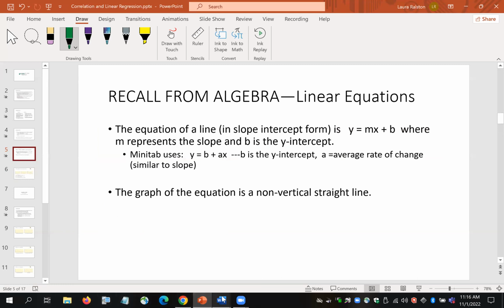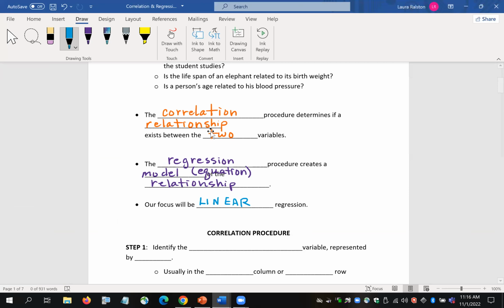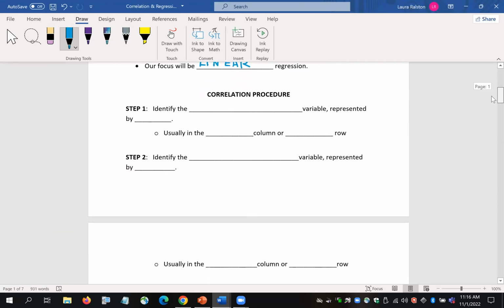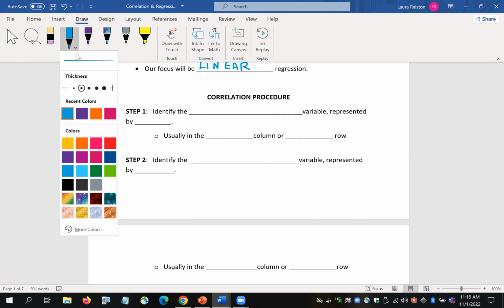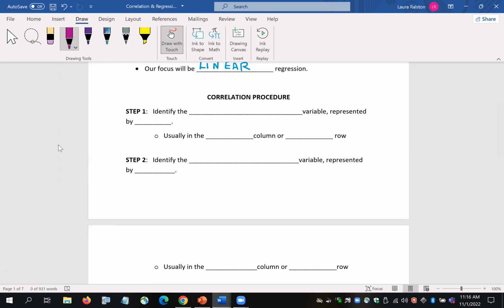So let's go over here and see what we can do as far as filling in some of our notes, because these notes are going to walk you through the procedure, much like the fill in the blank notes did for hypothesis testing. So we focus first on the correlation procedure, because the first question we're going to ask ourselves is, is there a relationship between variable 1 and variable 2? In fact, let me just write that question here.